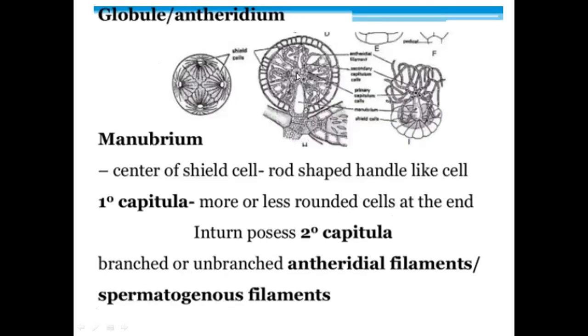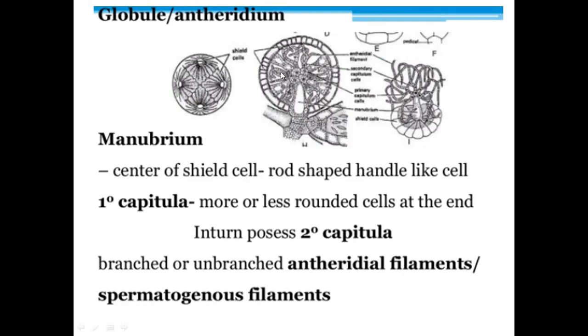In the center of the shield cell, you can observe a manubrium, a rod-shaped handle-like cell. At the end of the manubrium, you can see more or less rounded cells. They are known as primary capitula. And after primary capitula, you can also see some smaller rounded cells. They are known as secondary capitula.